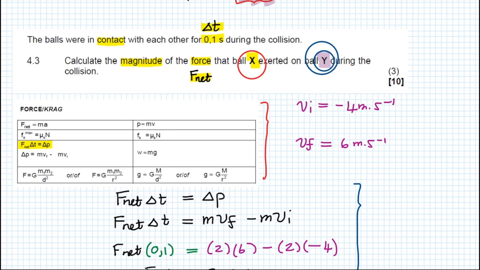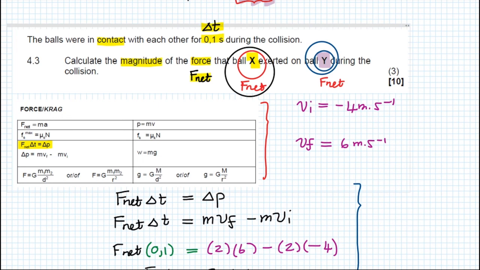Now, why is it so? Why will we find that the net force experienced by Y has the same magnitude as the net force experienced by X? Well, this is based on Newton's third law. Because of Newton's third law, you could have actually focused on ball X, found the magnitude of the net force that X experiences, and you would get full marks for that, because the net forces are equal to each other in magnitude but opposite in direction.